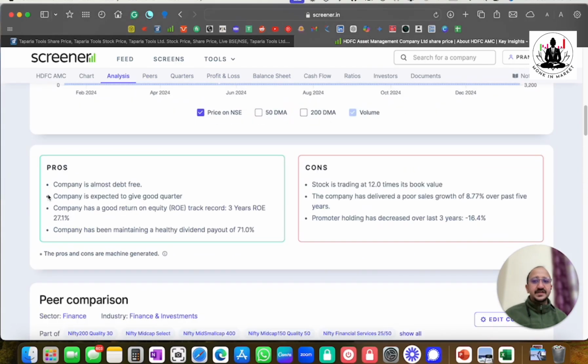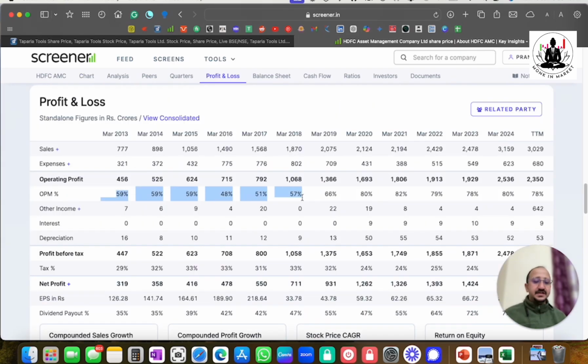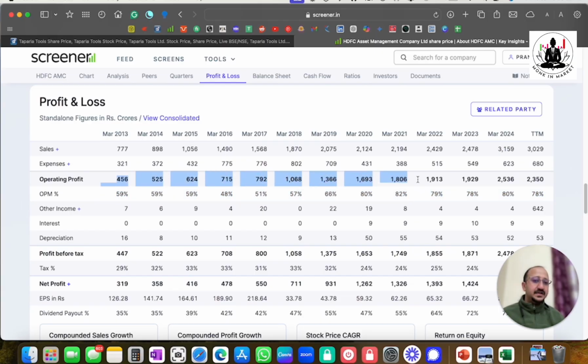And overall, if we see the profit and loss statement, were they making good profits? Yes, the profit margin was very high over here. So see guys, it is a good sign for the company to go ahead, right? For an investor, it is a good sign.